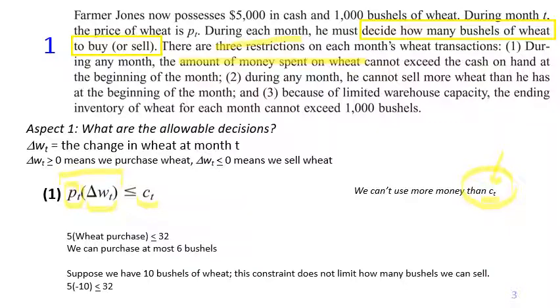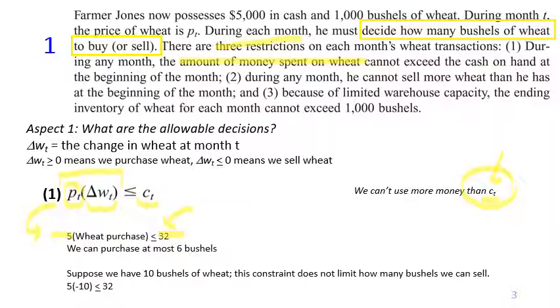Let's say your money at the beginning of the month is 32, and the price of wheat that month is 5. This inequality says that at most you can buy 6 bushels, because 5 times 6 is less than or equal to 32. If you want to buy 7, it is not allowed, because 5 times 7 equals 35, which exceeds the amount of money that you have at the beginning of this month.